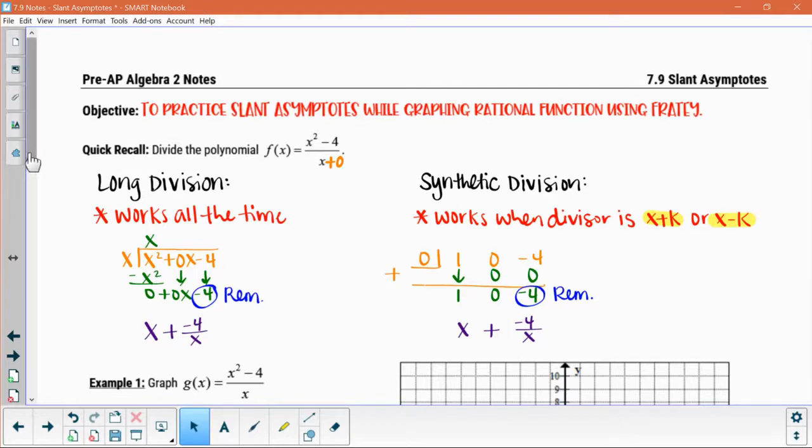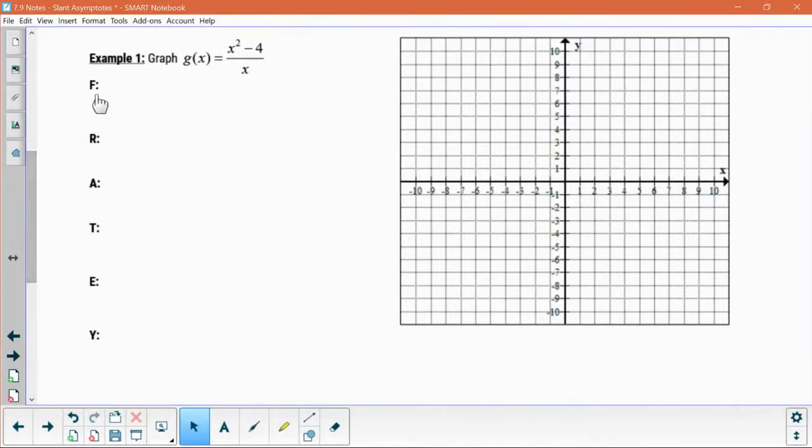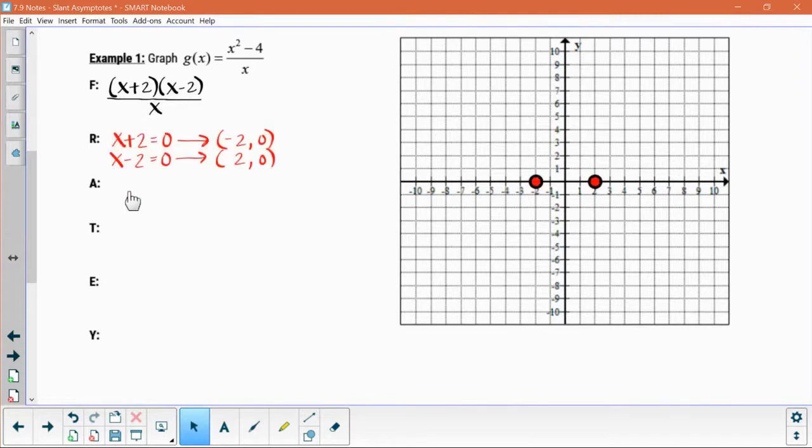So let's go ahead and look at the features for example 1. So remember, F stands for factor. So I'm going to factor the numerator and the denominator. So I have x plus 2, x minus 2 over x. R stands for roots. I'm going to set my numerator equal to 0. That's going to give me two roots, one at -2, 0, one at +2, 0. A stands for asymptotes. Going to set my denominator equal to 0. Gives me one vertical asymptote at x equals 0.